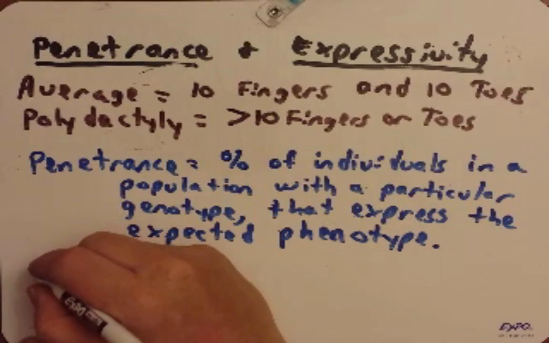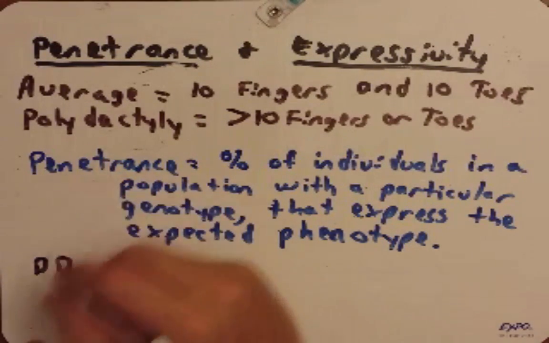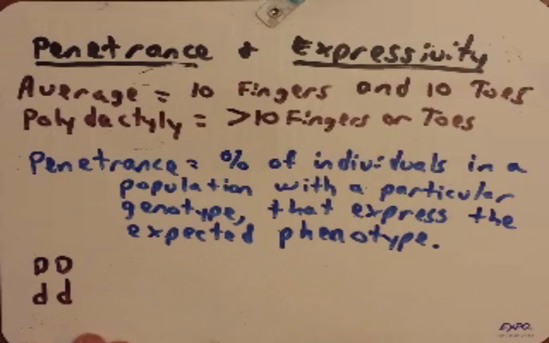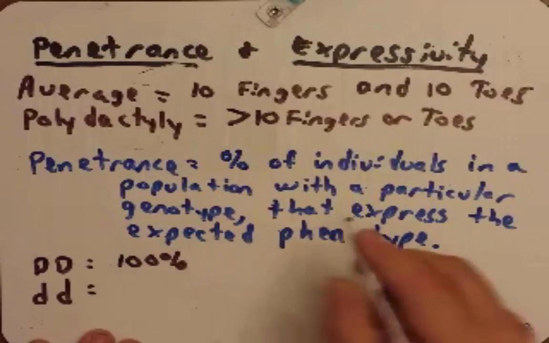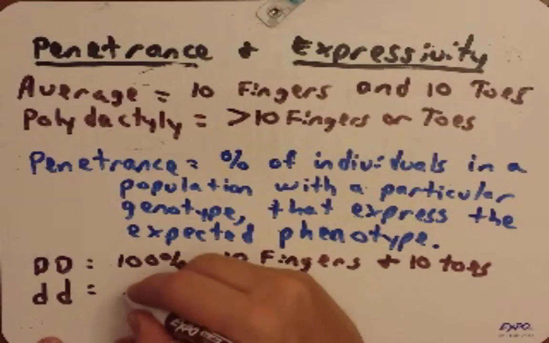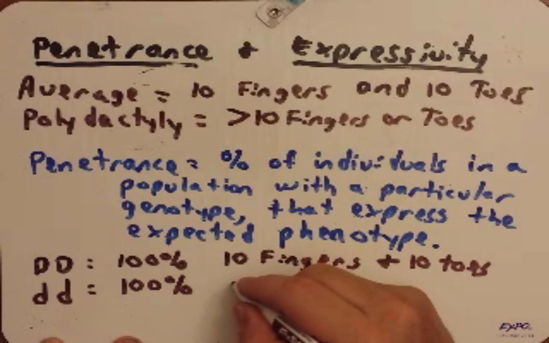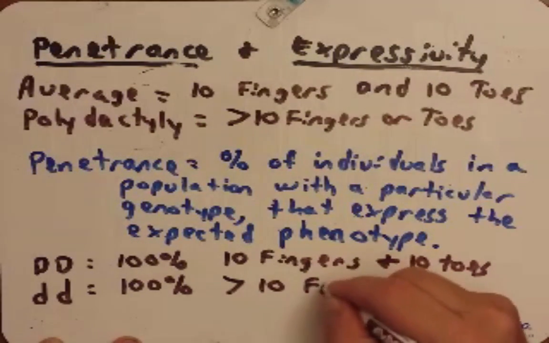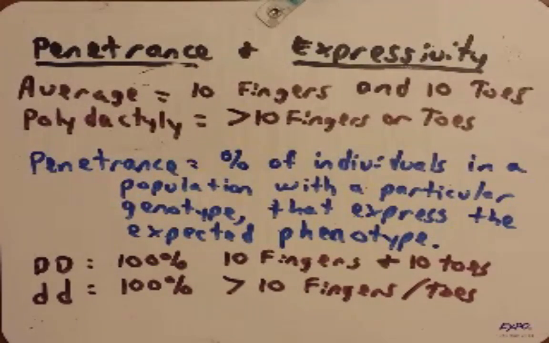So let's say that the average person who has 10 fingers and 10 toes has the genotype of big D, and somebody with polydactyly has the genotype of little d, little d. We would expect 100% of the people with big D to have 10 fingers and 10 toes. And somebody with little d, we would expect 100% of those individuals to have more than 10 fingers or toes. But penetrance tells us that that's not always true. We may have less than 100% with more than 10 fingers or toes.